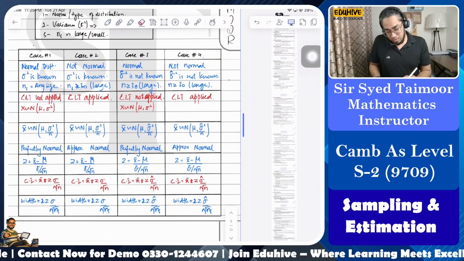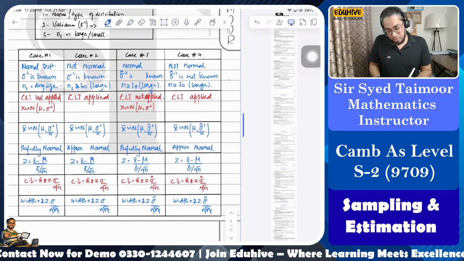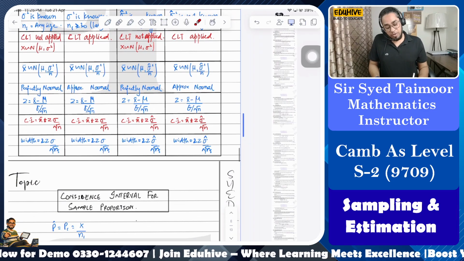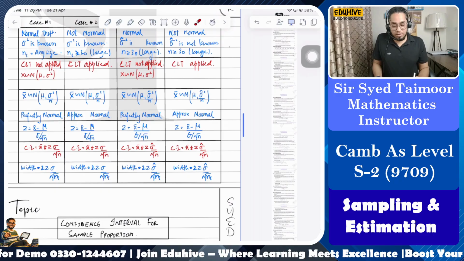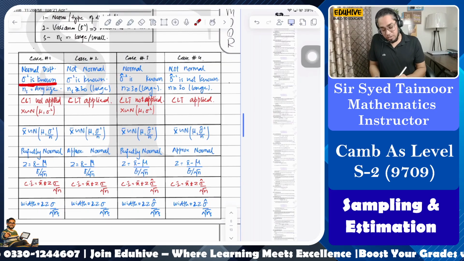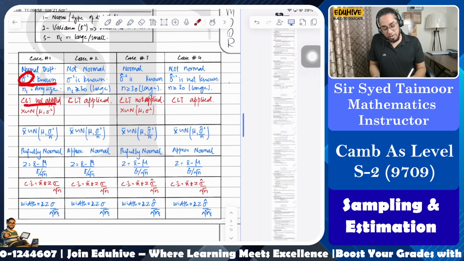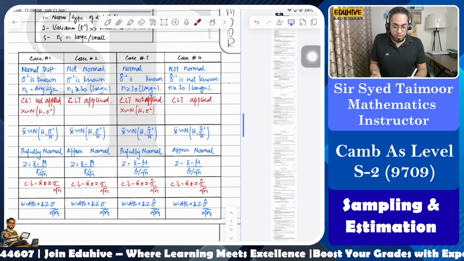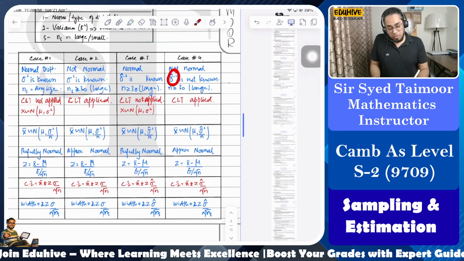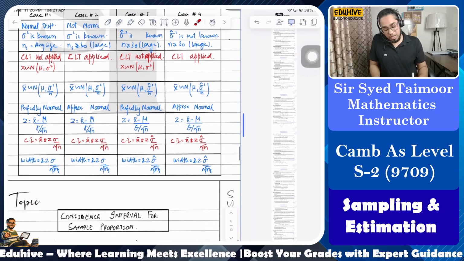Over here, this is sigma is known and that will be sigma is not known. So we are having case number 4 right over here. CLT will be applied in this case, because I made a mistake, I wrote it not known, no? Because sigma square is known, so CLT is not applied. Sigma square estimate is not known, so we cannot apply the CLT. So over here, this is the thing. This is case number 4.